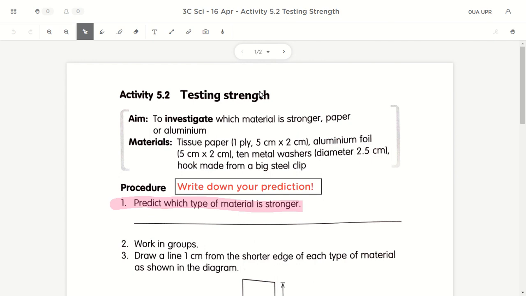Right, so activity 5.2 is about testing strength. See which material is stronger. Is it paper or aluminum? So this is actually the aim. I want you to highlight the aim because it's very important. Okay, so let's do it in green. What is the aim? To investigate which material is stronger, paper or aluminum. If investigate is too big a word for you, it basically means to find out.